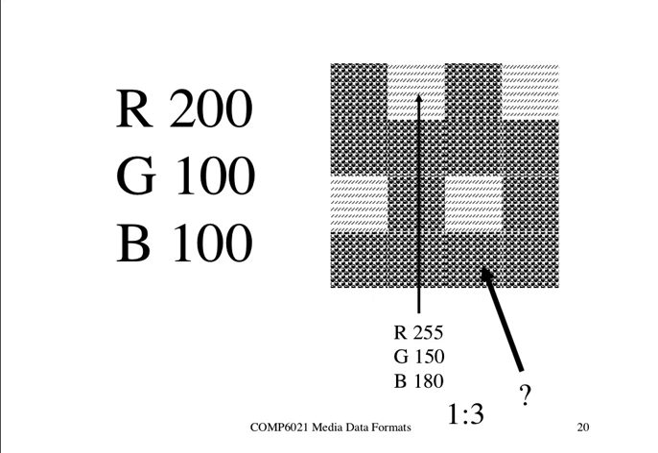Another way to look at it, which is probably more intuitive, is if it's in a ratio of 3 to 1, they all have to add up to 800. For them to average out at 200, if there's 4 of them, the total has to be 800.